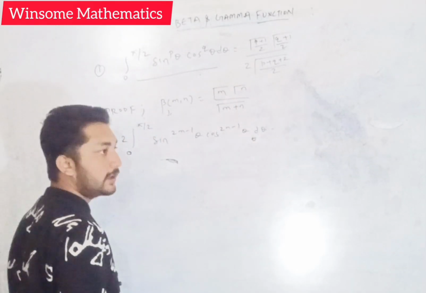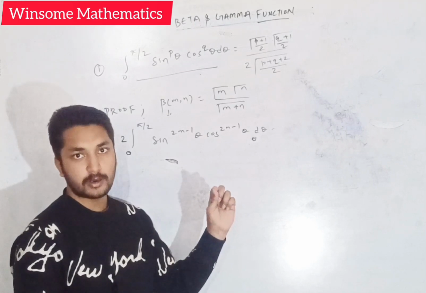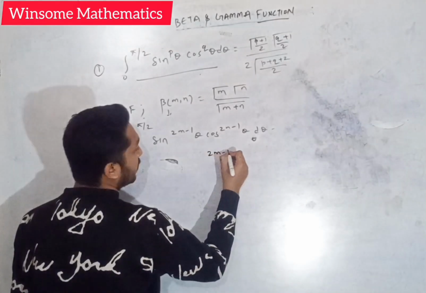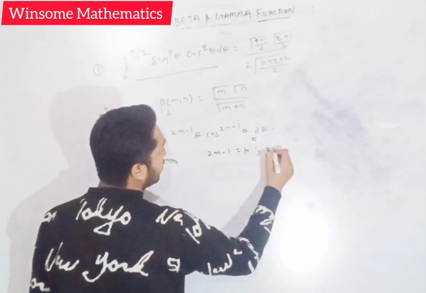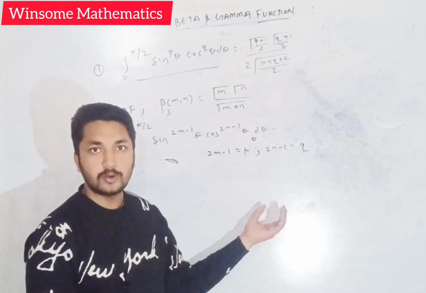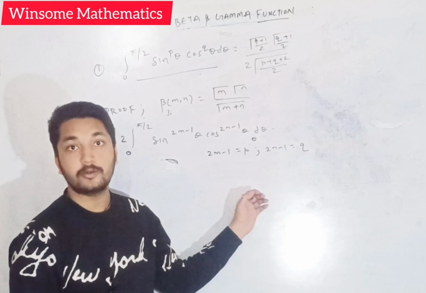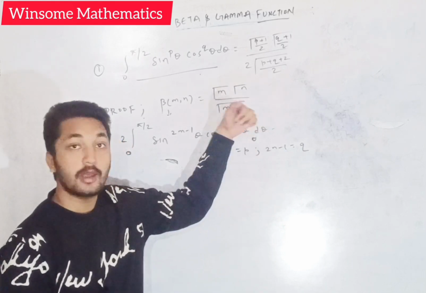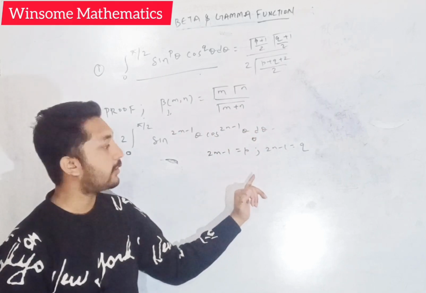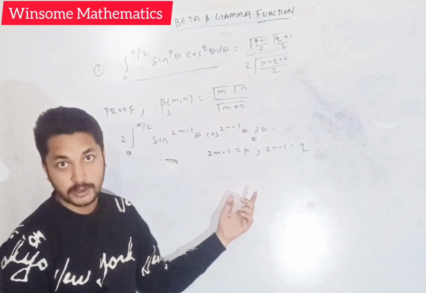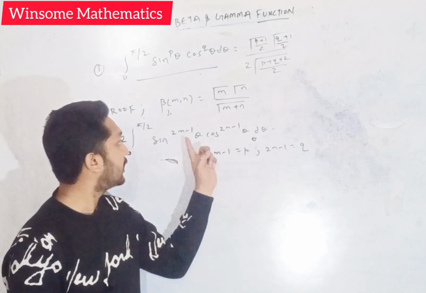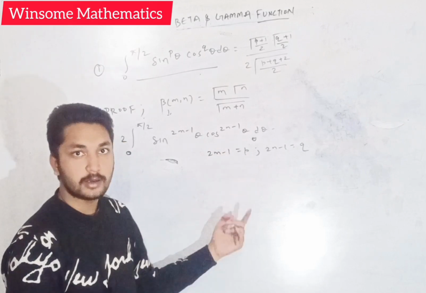So what are we changing? Just remember one thing: replace 2m minus 1 by p and replace 2n minus 1 by q. Why are we replacing? Because we had to do the same in the previous question, cos 4 theta, sin 6 theta, where we always compare the powers. Now we are proving it, so the step is clear: we replace 2m minus 1 with p and 2n minus 1 with q.